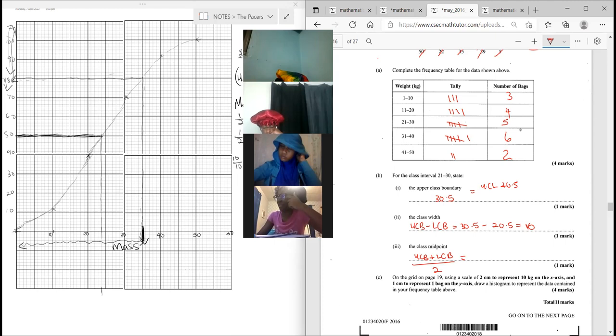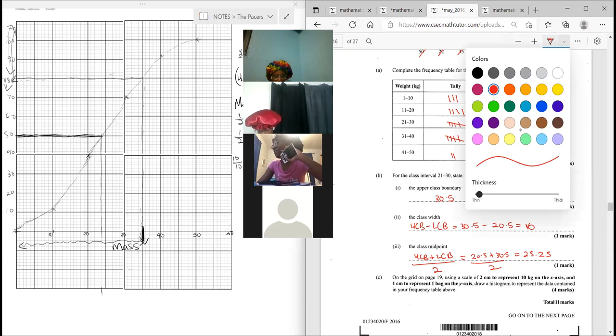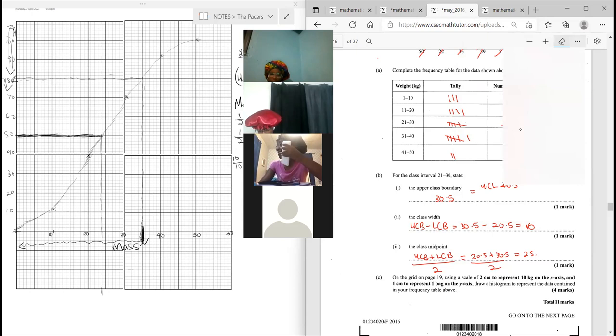So that is 20.5 add 30.5, divided by 2, giving us how much? 25.25. Where do you have 26 from? 20.5 plus 30.5 is 51. 51 divided by 2 is 25.5. All is well.